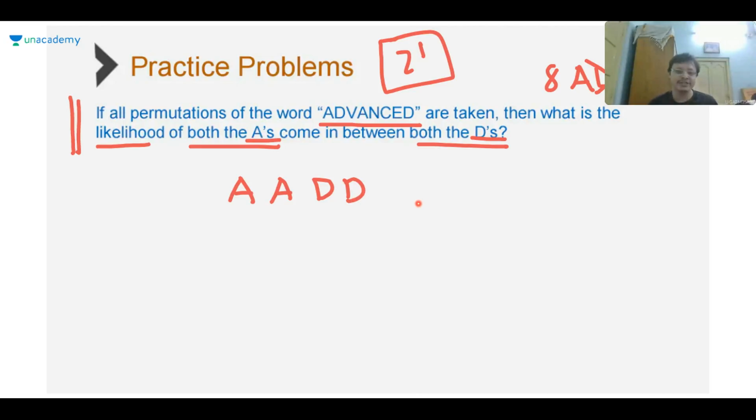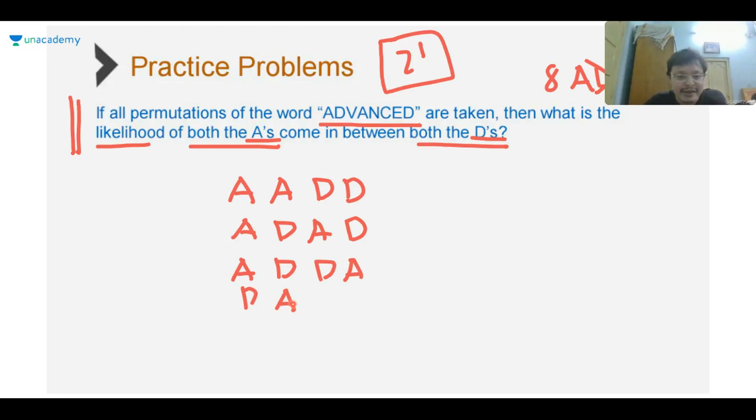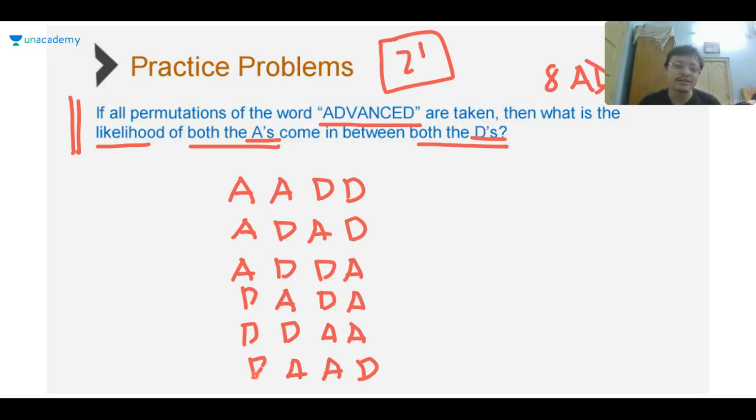So how many ways can I arrange 2 A's and 2 D's? Divankar is absolutely right. I can arrange them in 6 ways. AADD, ADAD, ADDA, then comes DADA, DDAA, and DAAD. So these are the 6 ways in which you can arrange the A's and the D's.